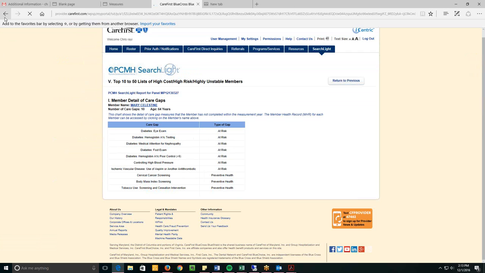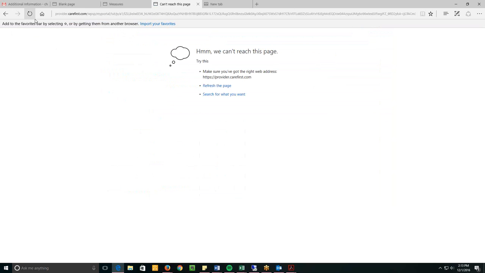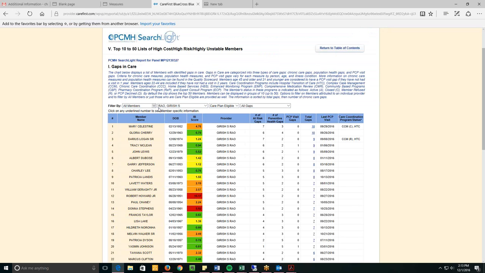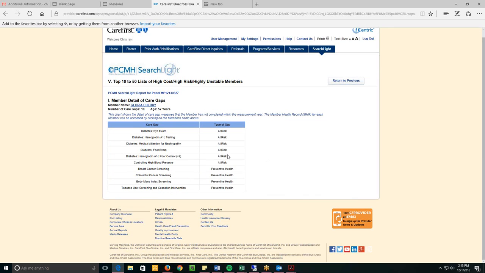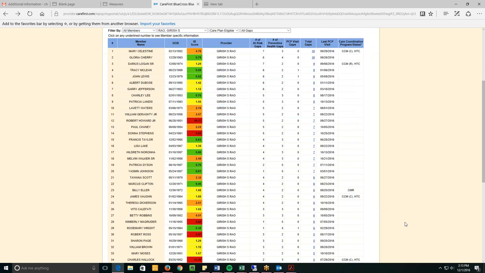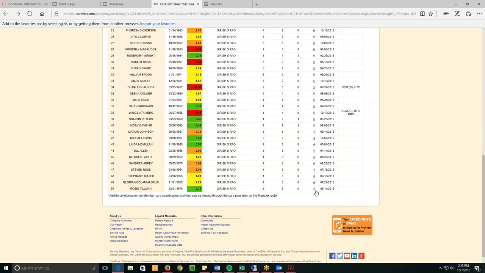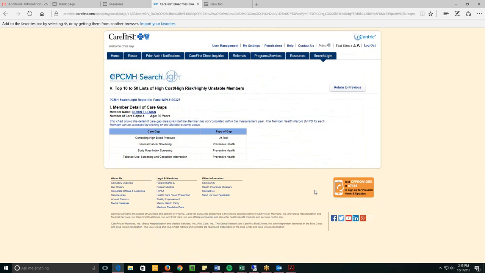Okay, so that's how you do it. Basically, every patient has a different set of measures. So you need to find those measures and tell them, okay, this patient... You can see not all of them have 10. If you scroll down, this patient has only 4. So let's look at what Robin Tillman is doing.